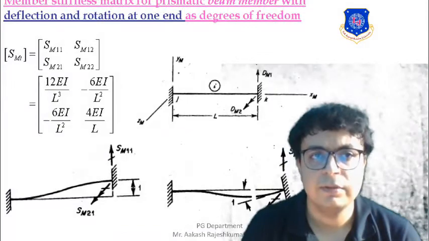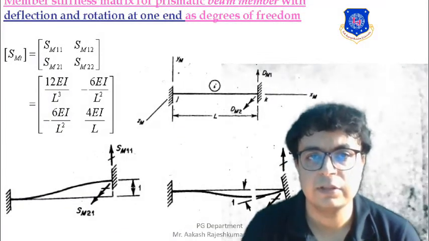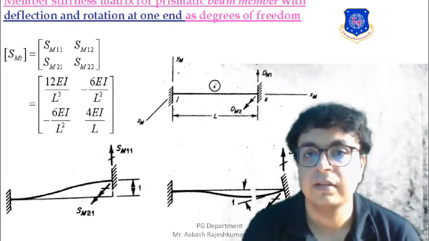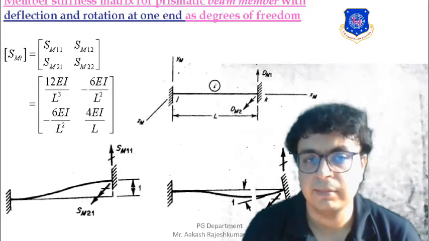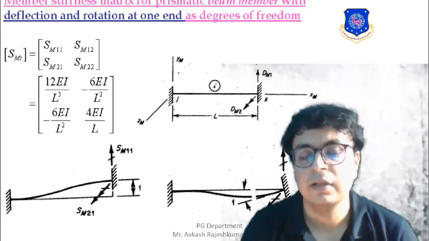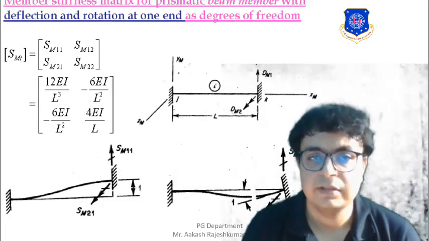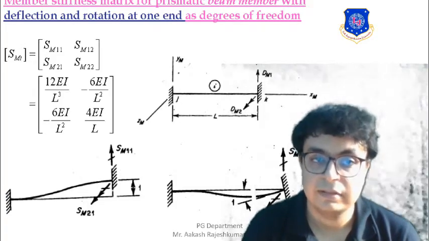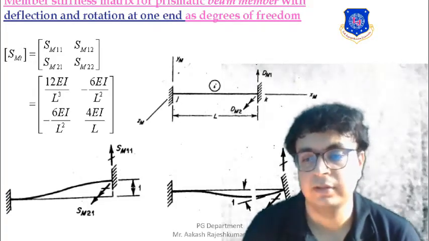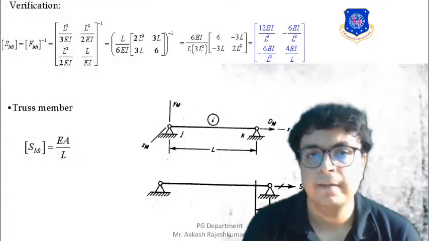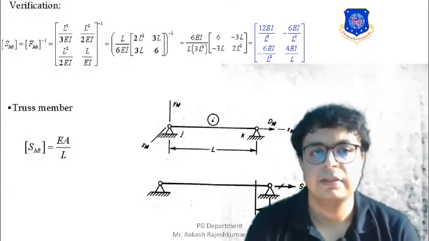Similarly, we will also have a member stiffness matrix for a prismatic beam member with a deflection and rotation at one end. Whenever we apply the unit rotation at one end, our stiffness matrix will be equal to 12EI upon L cube, minus 6EI upon L square, minus 6EI upon L square, 4EI upon L. Like this, it can be found.